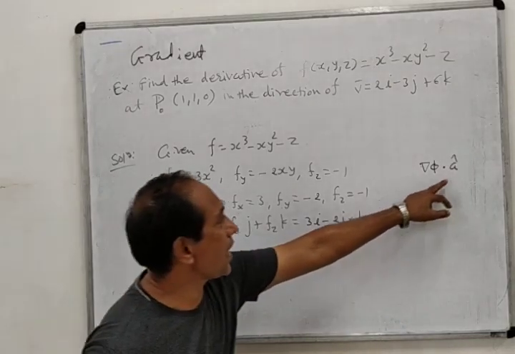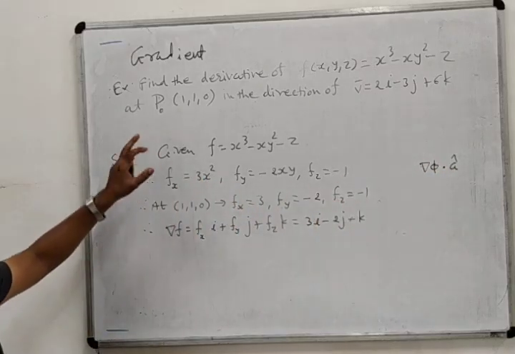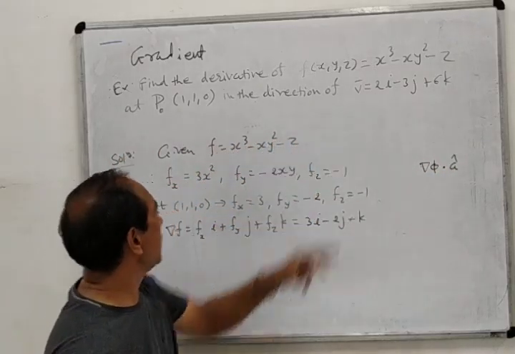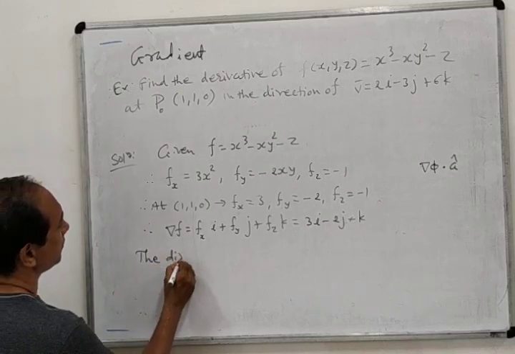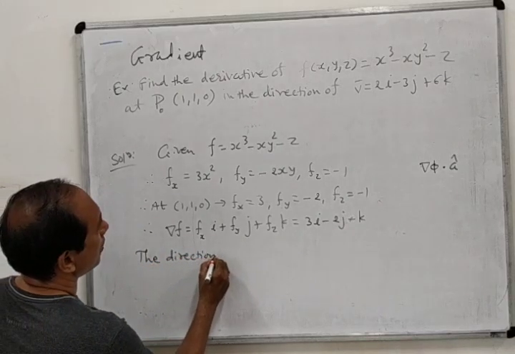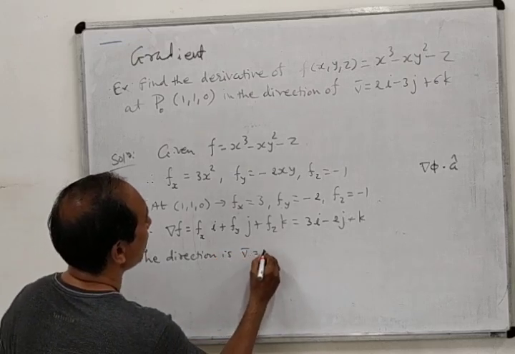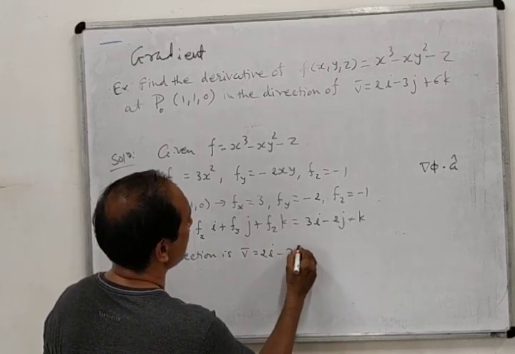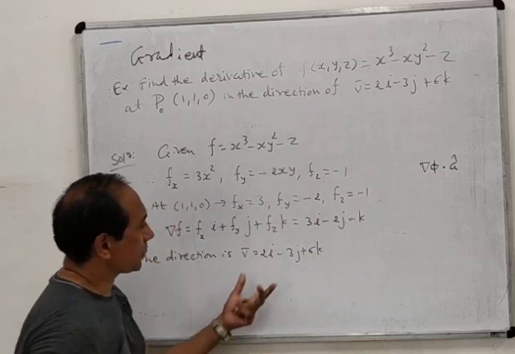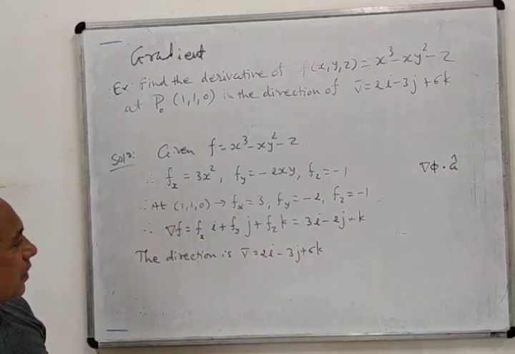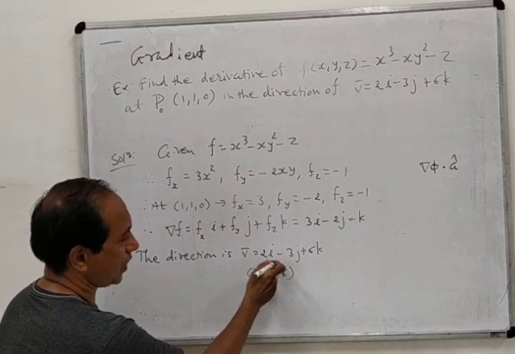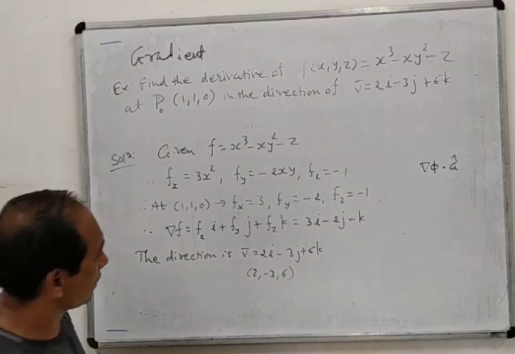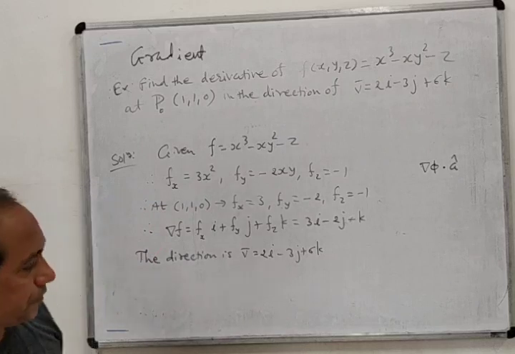Now we want to find the direction in which we want to find the derivative. The direction is v bar equal to 2i minus 3j plus 6k. Here the direction is given in the form of a vector. Sometimes it may also be written in the point form (2, minus 3, 6), but here it is written in the form of ijk.